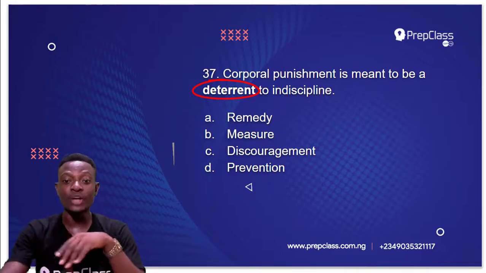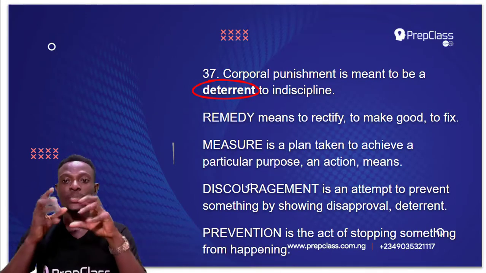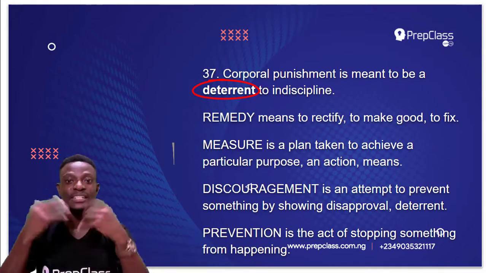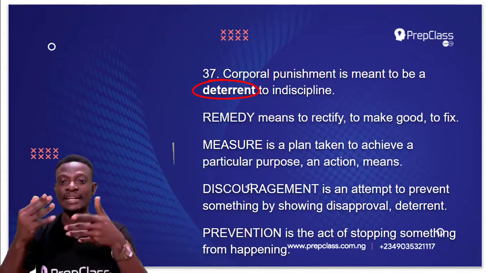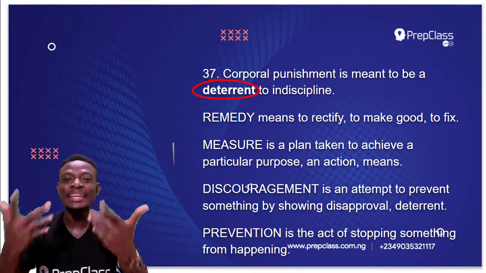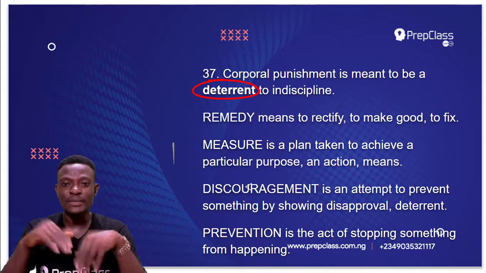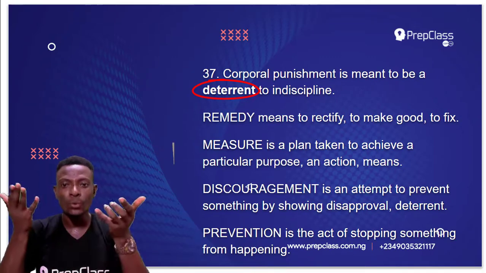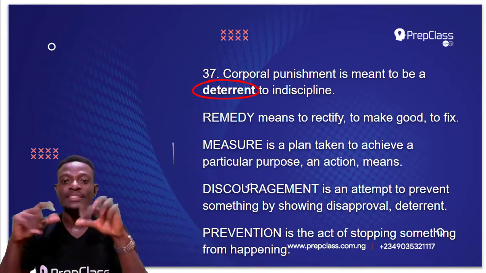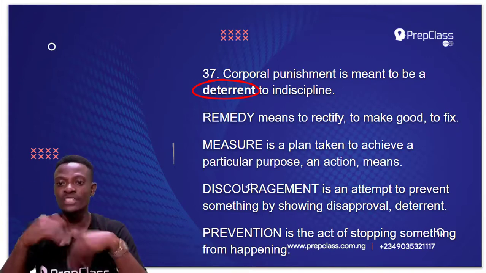Now, let's take a look at the meaning of the options one after the other. Remedy means to rectify, to make good. Do you rectify indiscipline? No, we do not rectify indiscipline. Measure is the plan taken to achieve a particular purpose, an action, a means. Corporal punishment is meant to be a measure to indiscipline. No, that is wrong. Discouragement is an attempt to prevent something by showing disapproval.